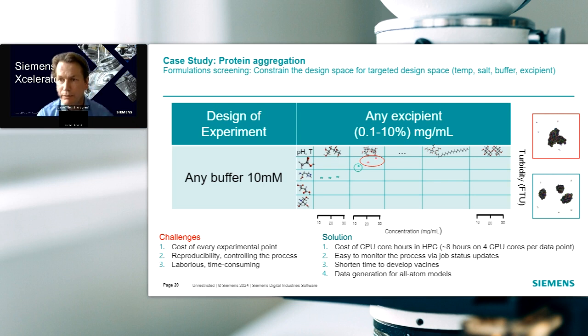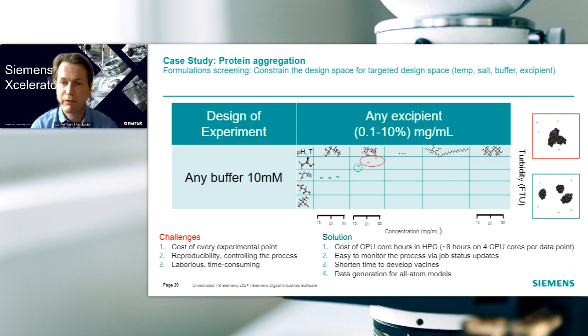Typically, every point that you need to calculate in this table takes about 8 hours on 4 CPUs, 4 cores. So that's not a big thing, right? You don't need a huge supercomputer for that. It's easy to monitor, right? You can look at the job status, and it should shorten your time to develop vaccines. And also the big plus is that you have now the actual all atom models that either work or don't work, right? So you have real insight of how your formulation is behaving at the atomistic level.